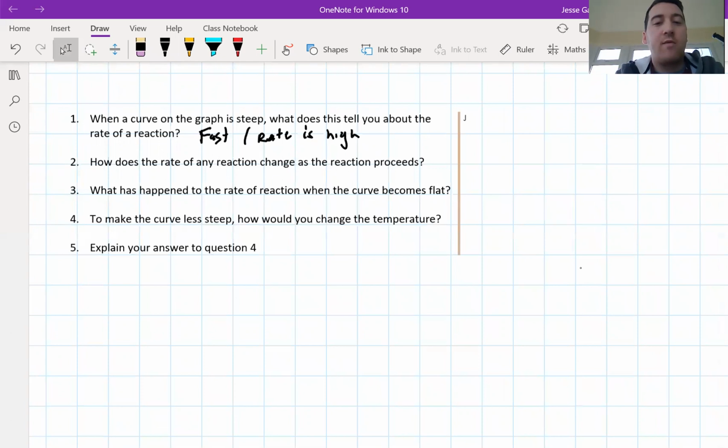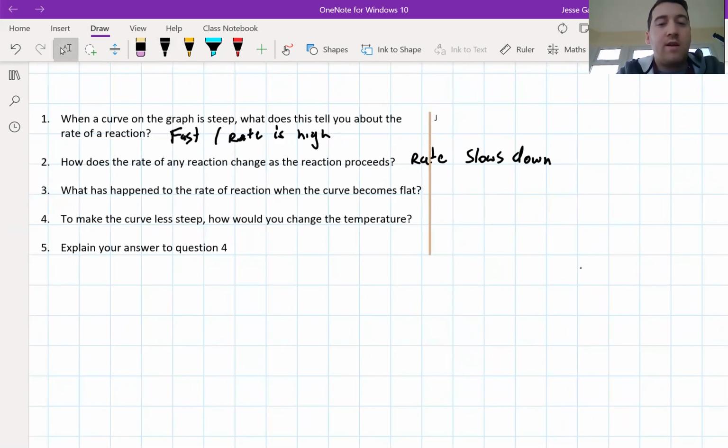How does the rate of any reaction change as the reaction proceeds? Well, on all of our graphs so far, we've seen that it's very steep in the beginning and then it becomes slower. So the rate slows down. So it starts fast and it slows down.